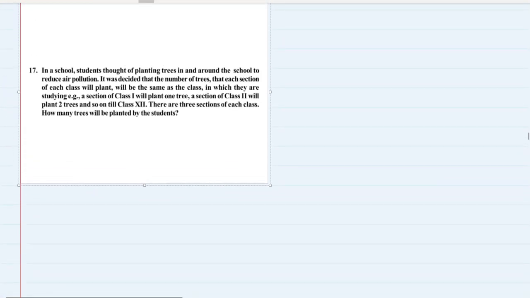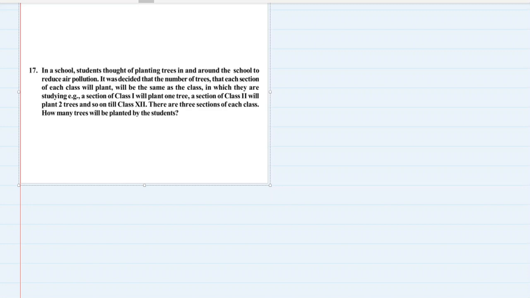Okay, in a school, students thought of planting trees in and around the school to reduce air pollution. It was decided that the number of trees that each section of each class will plant will be the same as the class in which they are studying. For example, a section of class 1 will plant one tree, a section of class 2 will plant two trees, and so on till class 12th. There are three sections in each class. How many trees will be planted by the students?